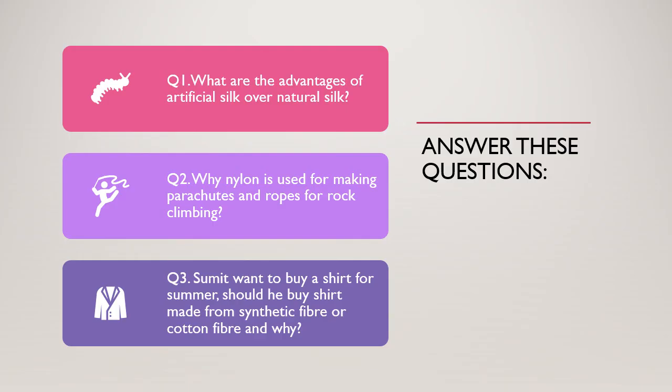We are done with the first part of the presentation. Now you have to answer these three simple questions. Write these answers in your notebook or loose sheets. Question number 1. What are the advantages of artificial silk over natural silk? Question number 2. Why is nylon used for making parachutes and ropes for rock climbing? And question number 3. Sumit wants to buy a shirt for summer. Should he buy a shirt made from synthetic fiber or cotton fiber? And why?